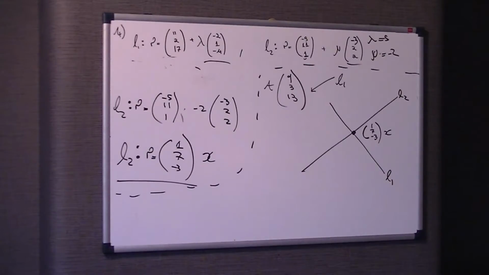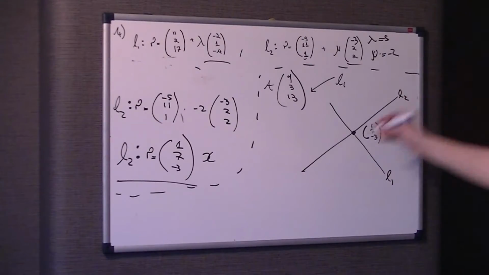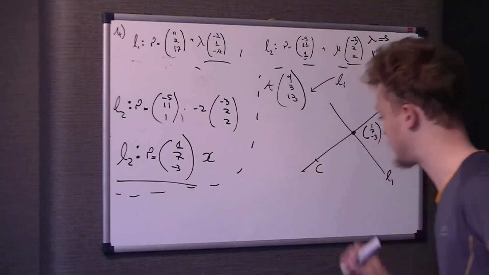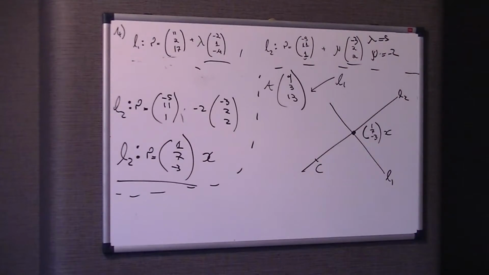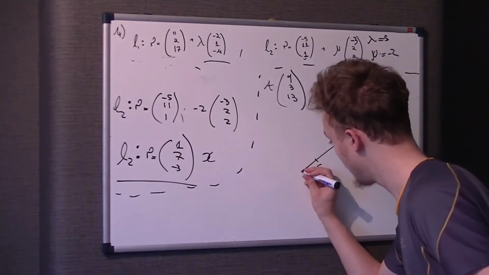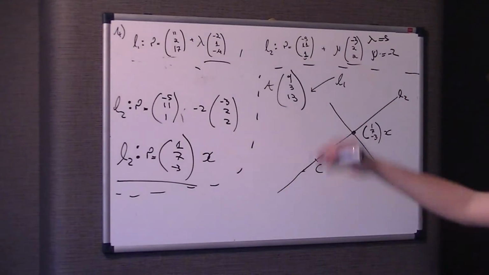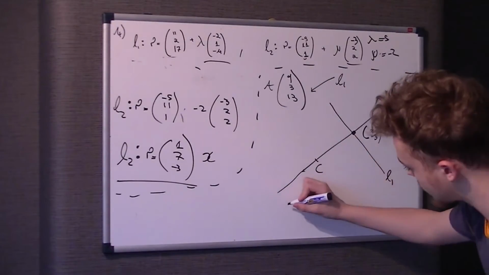We're told that point C lies on L2. Well, this is L2. I'm going to call point C somewhere down there. We don't know the coordinates of point C, but we know it's the centre of a circle, and if that's the centre, then we've got a constant radius. So it's going to look something like this.